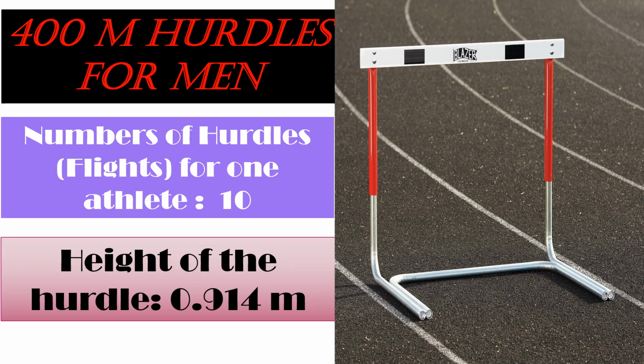Now let us know about the 400-meter hurdles. This 400-meter hurdle is conducted in both categories, that is men as well as women. Now the number of flights will be the same. The athlete is going to run over 10 hurdles. He will be given 10 hurdles in his lane, and he has to go over those 10 hurdles. And as far as the men category is concerned, the height of the hurdle is 0.914 meters.